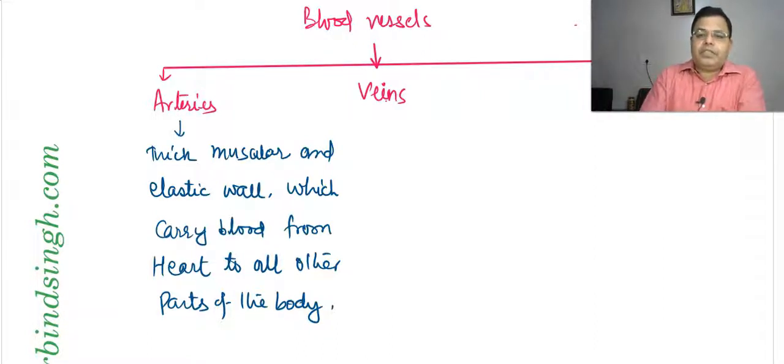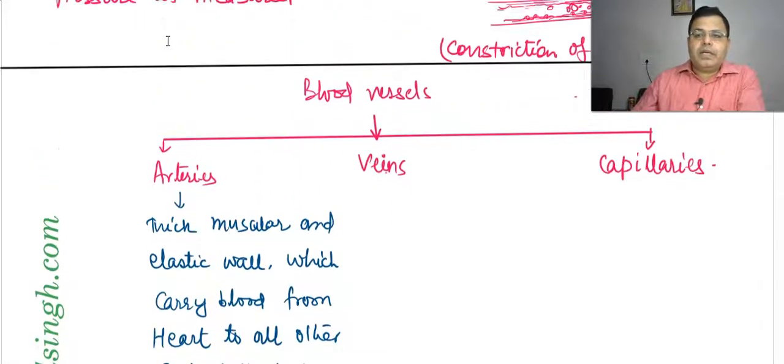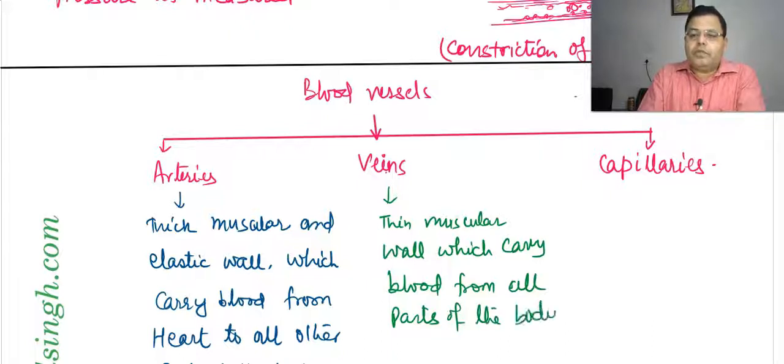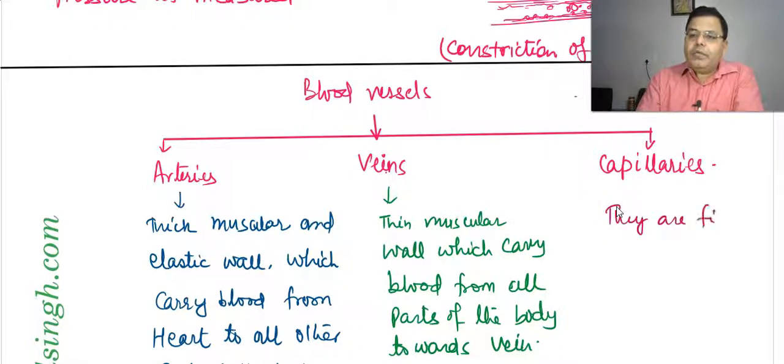Veins have a comparatively thin muscular wall, not exactly very thin, but thin, which carries blood from all parts of the body towards the heart.